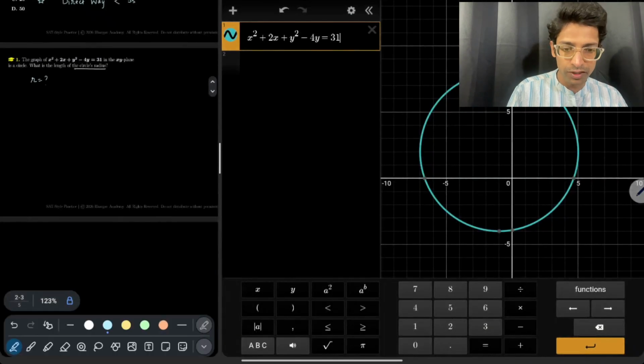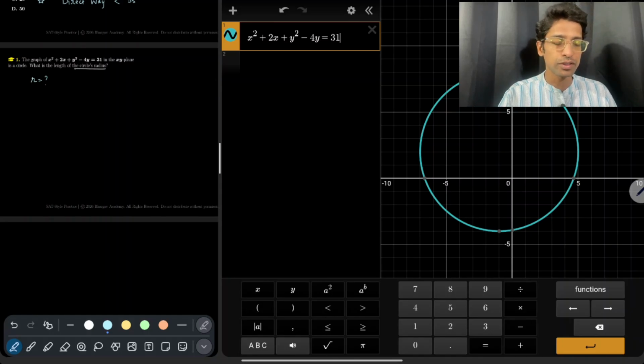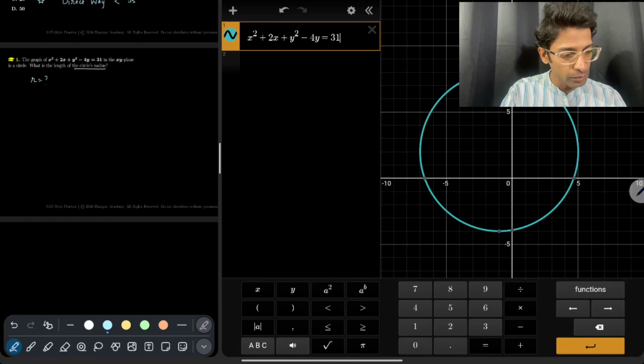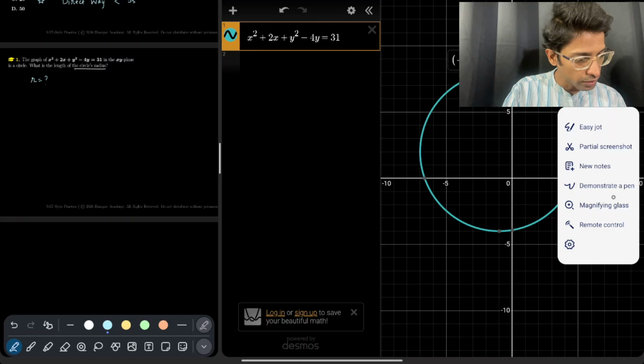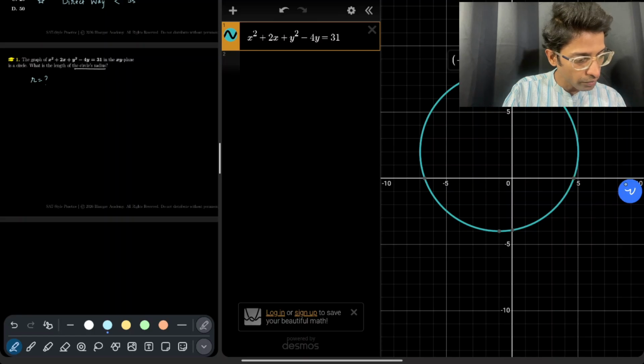And here please pay attention, we have to find the radius. Now the good news is in Desmos it will always show you the maximum and the minimum point of a circle. So I can see this is the maximum point. Now please be careful here that this is your maximum point, not this. So please be careful which is the maximum point.